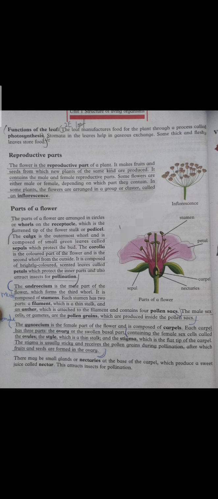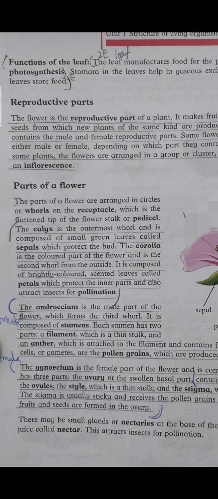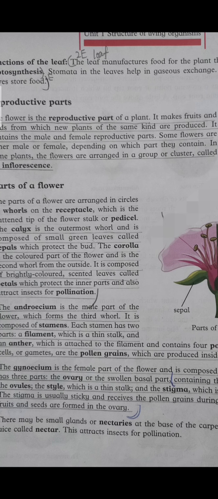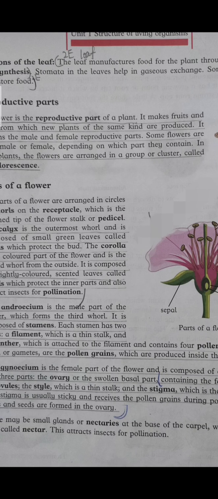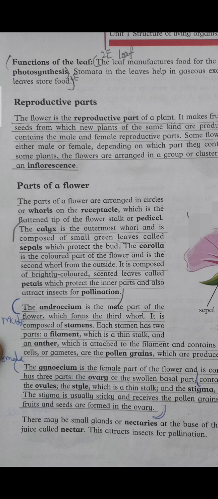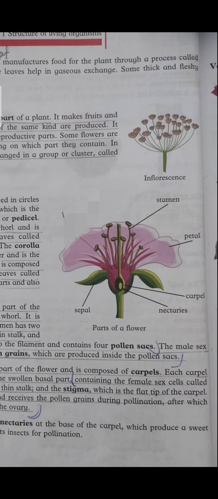The next question is, describe the male and female reproductive parts of a flower. Here open parts of a flower on page number 4. The androecium is the male part of the flower. It is composed of stamens, pollen sacs and pollen grains. While the female part, the gynoecium, is composed of carpels.